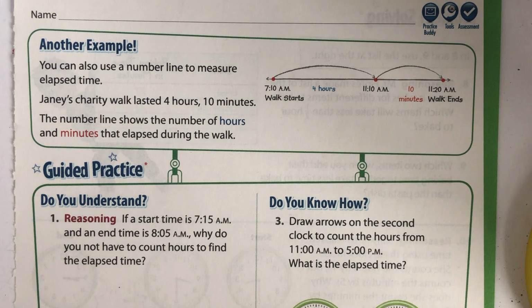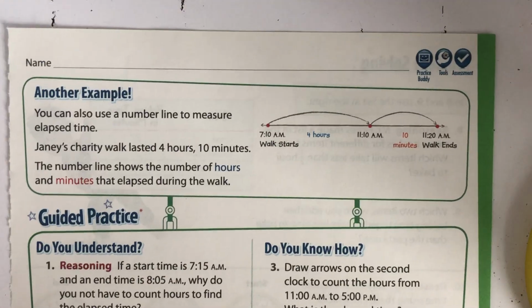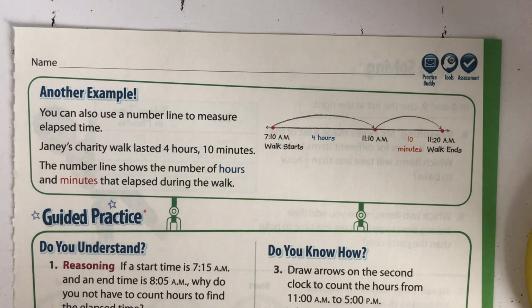You can also use a number line to measure elapsed time. So Janie's charity walk lasted 4 hours and 10 minutes. The number line shows the number of hours and minutes that elapsed during that time.